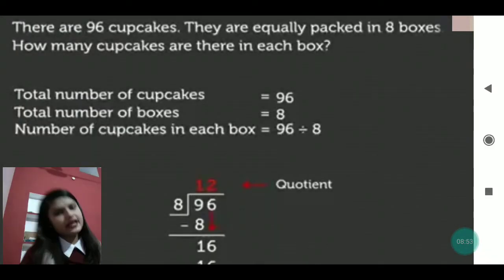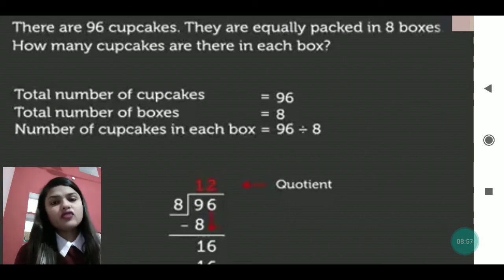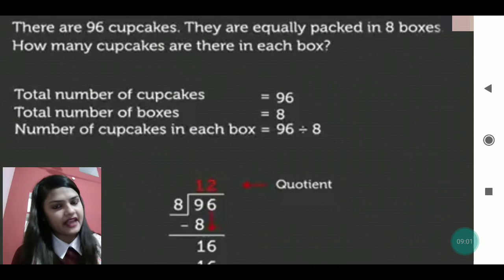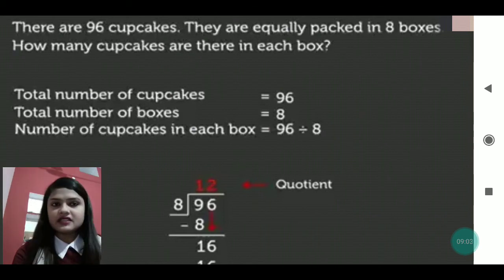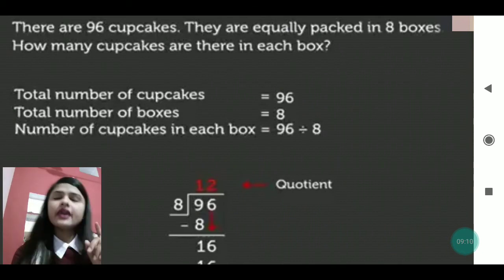This one is also the same kind of question, and the statement is also going in the same way. So we will just discuss this also. There are 96 cupcakes. They are equally packed in 8 boxes. How many boxes are there? 8 boxes are there, and they are equally packed.